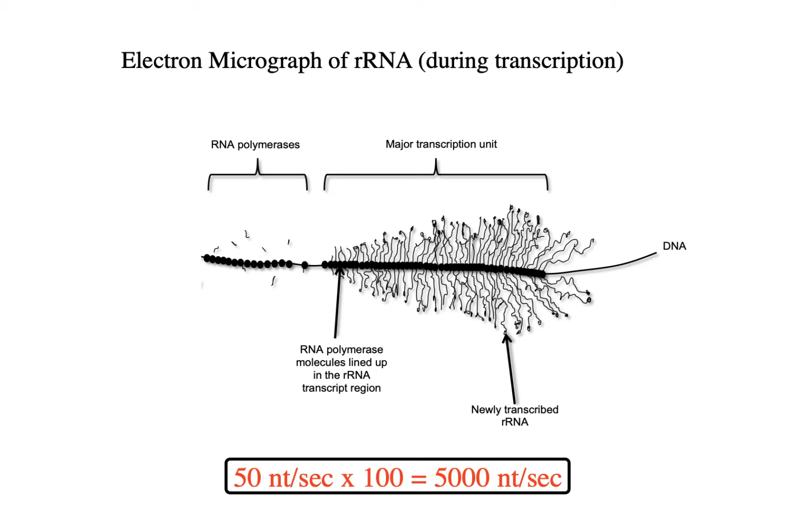So per second it would be 50 nucleotides if only one RNA polymerase molecule was transcribing the gene. But if you load it up with 100, then you can increase that rate to 5,000 nucleotides per second, which is quite a bit higher. And this rate is needed in order to make enough ribosomes for each cell prior to cell division.